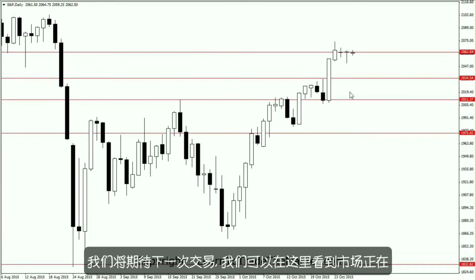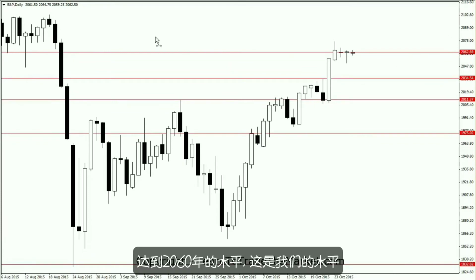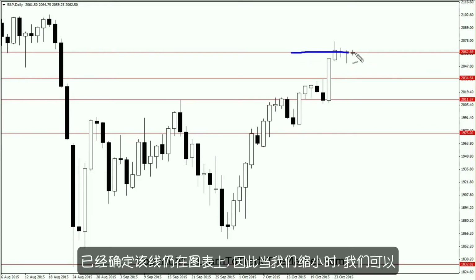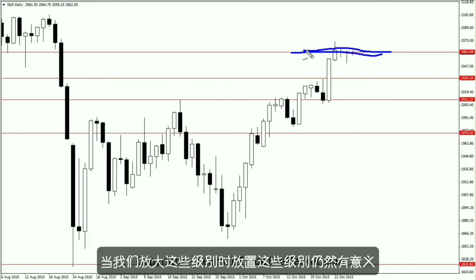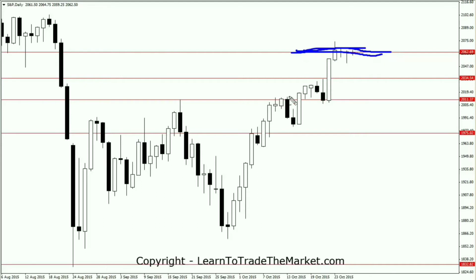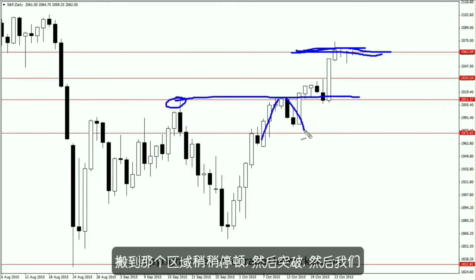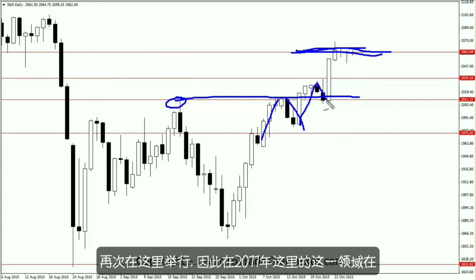We can just see here that the market is edging up against that 2060 level, and that's a level that we had identified there. This line is still on the chart, so when we zoom out we can place the levels. When we zoom in, those levels are still relevant. There's also another level here at 2011. You can see the market found resistance, moved up to that area, had a little pause and then broke through it, and then we held it again here. So this area here at 2011 is also very significant in the short term.